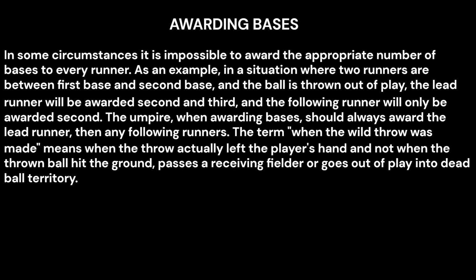Awarding bases. In some circumstances, it is impossible to award the appropriate number of bases to every runner. As an example, in a situation where 2 runners are between first base and second base, and the ball is thrown out of play, the lead runner will be awarded second and third, and the following runner will only be awarded second. The umpire, when awarding bases, should always award the lead runner, then any following runners.